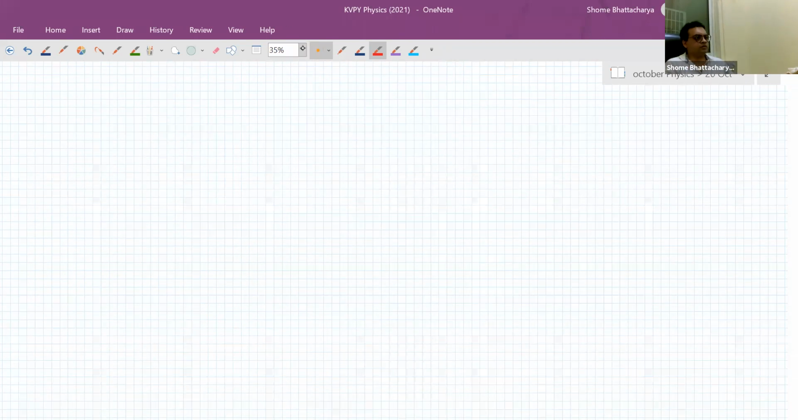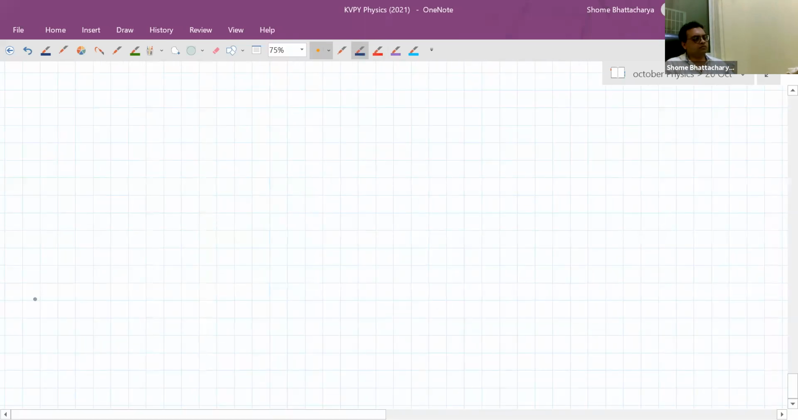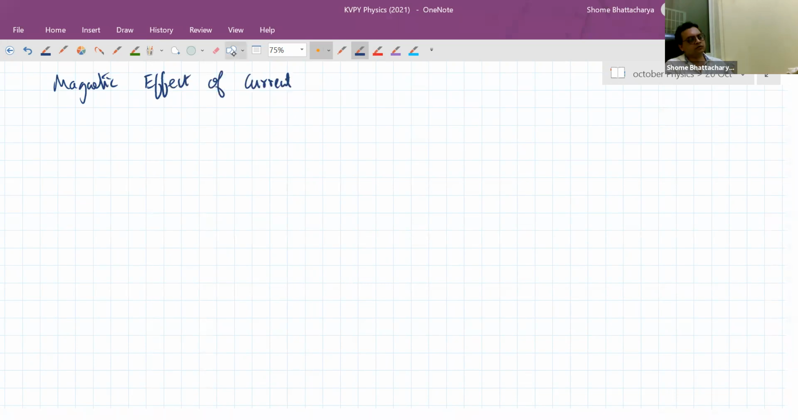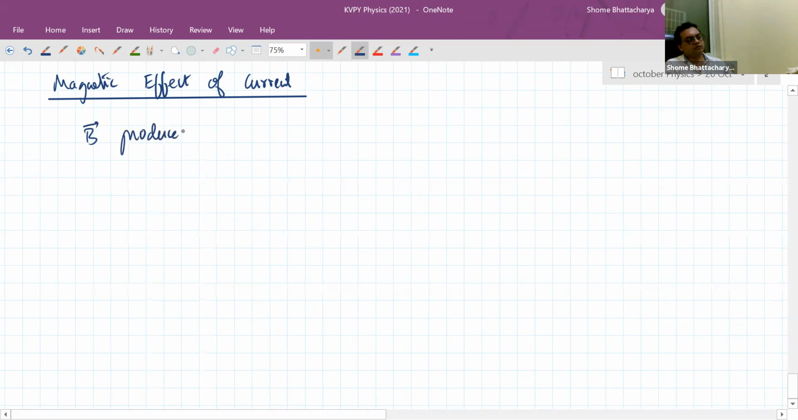Okay, now moving on to the next section of magnetism, magnetic effect of current. So that is the magnetic field produced by a current carrying wire. How do we calculate that?